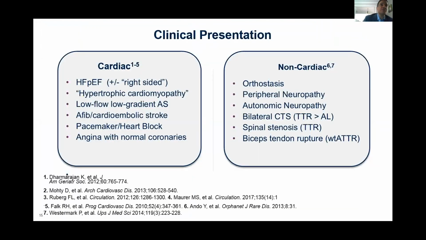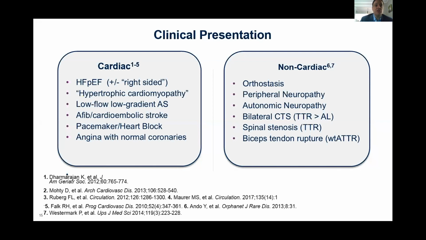Well, from a cardiac perspective, they present with heart failure symptoms, dyspnea on exertion, fatigue, and sometimes right-sided manifestations. And we often use the term HFpEF in that a lot of these patients have a normal ejection fraction. However, many of them have ejection fraction in the 40s. We talked about hypertrophic cardiomyopathy. Low flow, low gradient aortic stenosis in the elderly is not an uncommon presentation.